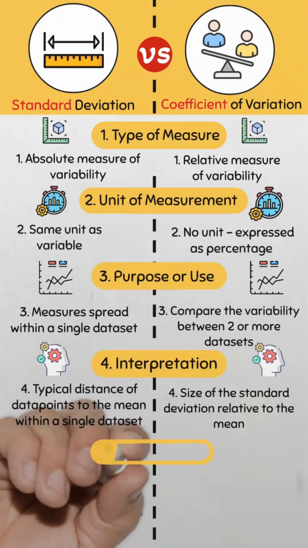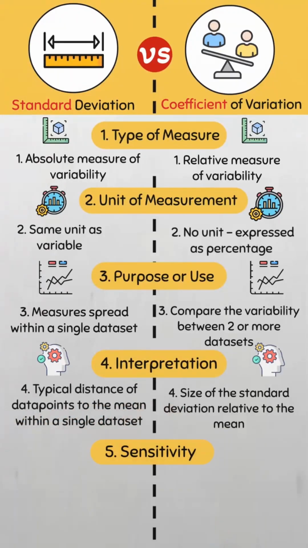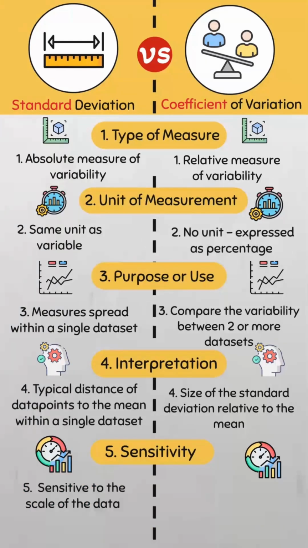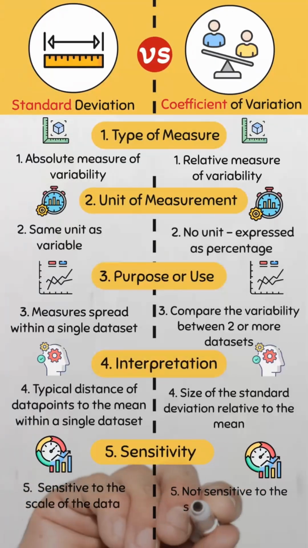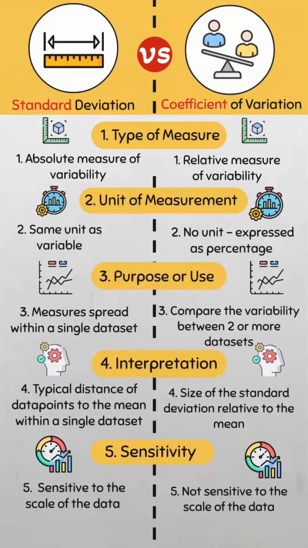And for the final difference, number five, that is sensitivity to scale. Standard deviation is sensitive to the scale of your data. If you double all your numbers, for example, the standard deviation also doubles. Coefficient of variation, however, isn't sensitive to scale. If you double all your values, the mean and standard deviation both double, so the CV remains the same. For example, if you measure the weights of newborns in grams and then in kilograms, the standard deviation changes, right? But the CV remains the same, making it easier to compare data measured in different units.